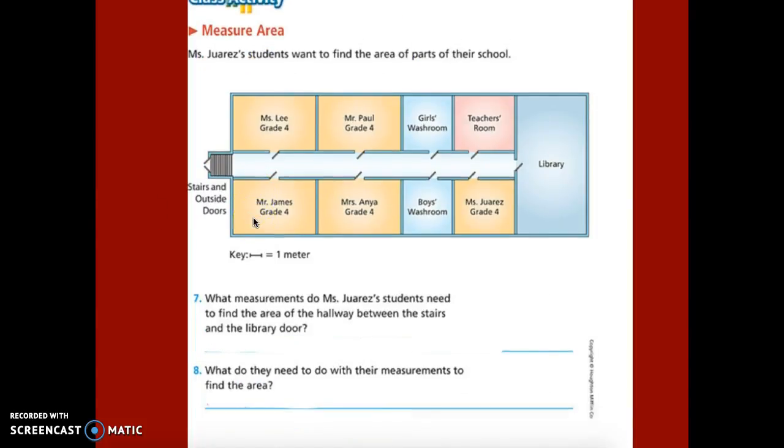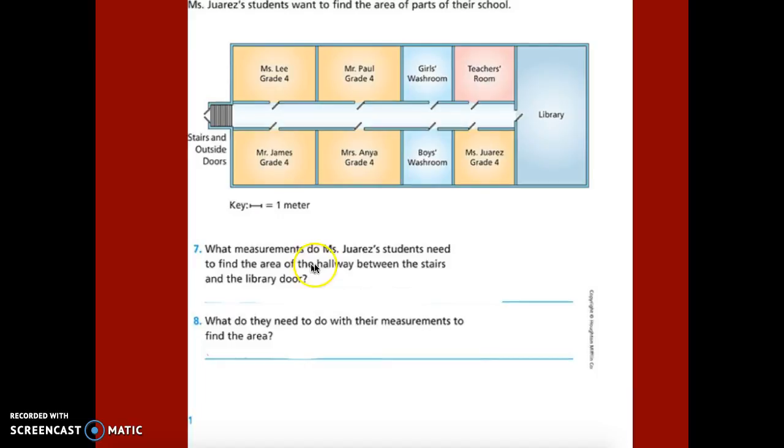Now in this one it says measure area. Mrs. Juarez's students want to find the area of parts of their school. So again, we're not just finding how far away something is, we're trying to find the area of it. What measurements do Mrs. Juarez's students need to find the area of the hallway between the stairs and the library? So if we want to find this whole area, what measurements would we need to take? So one measurement we know we're going to need to take is the length from the stairwell all the way to the library.